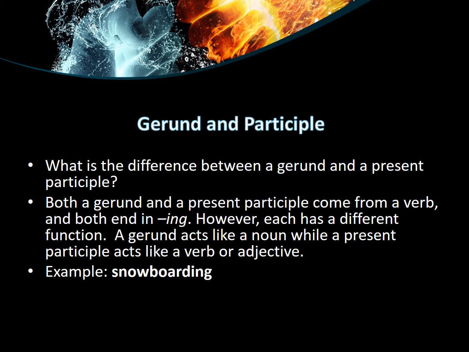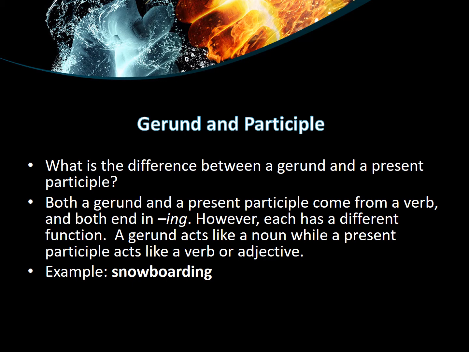Now what is the difference between a gerund and a present participle? Many times this question arises. Both a gerund and a present participle come from a verb, as you know, and both end in ing. However, each has a different function. A gerund acts like a noun, while a present participle acts like a verb or adjective. Let's take an example of snowboarding.